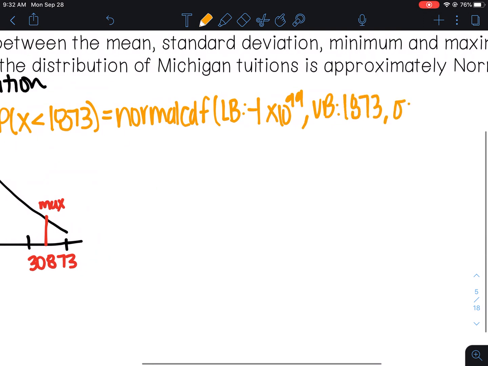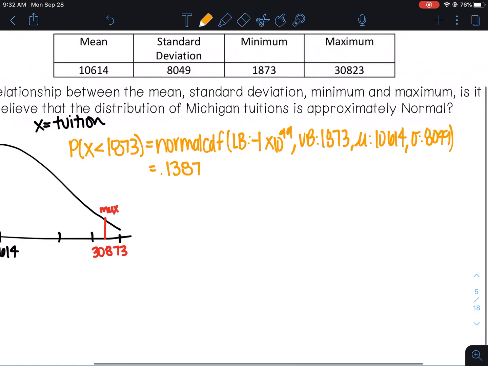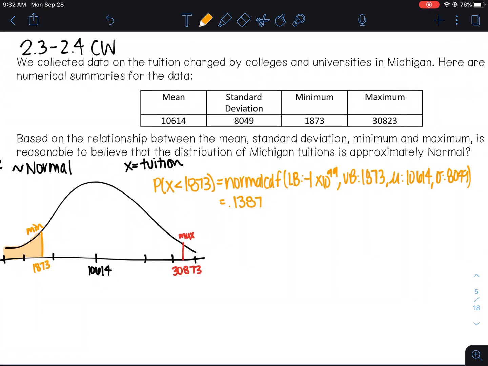My mean, gotta go in order, will be 10,614, and my standard deviation will be 8,049. Then I will get that calculation, and that will give me about 0.1387. So what this is saying is, if this were a normal distribution, about 13.87% of data values would fall below 1,873. But in reality, no data values fall there. So these are contradictory statements.